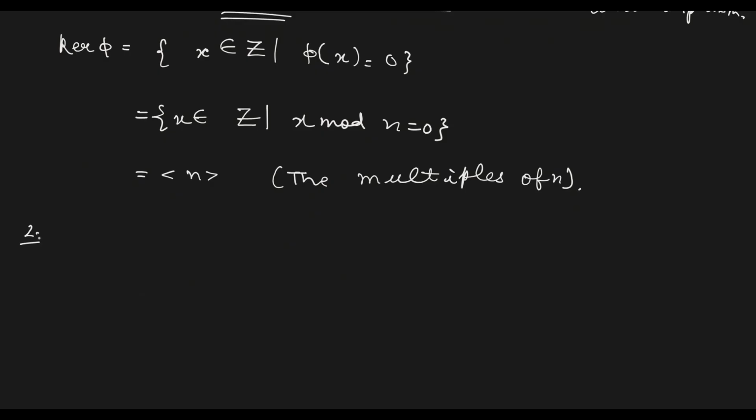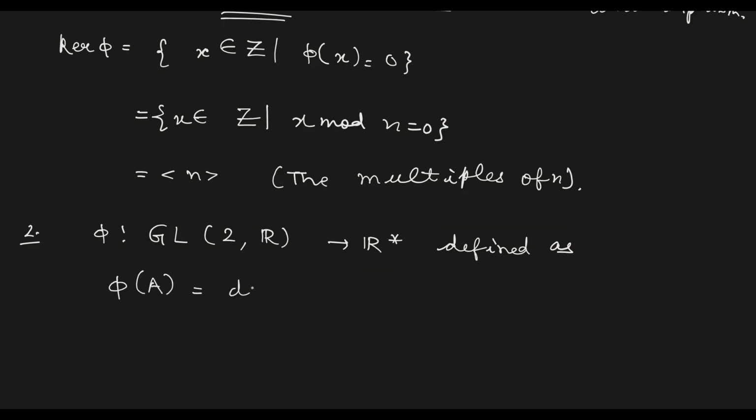Second, phi is a mapping from the general linear group, which contains matrices of order 2 whose entries are real numbers, to R star, which is defined by phi(A) is equal to the determinant of A for all A belongs to GL 2, R. Then phi is a homomorphism.